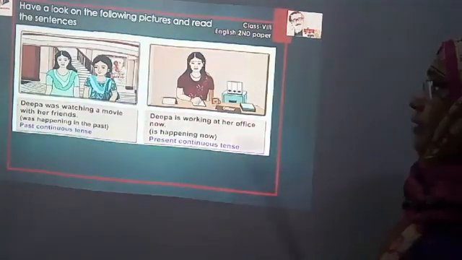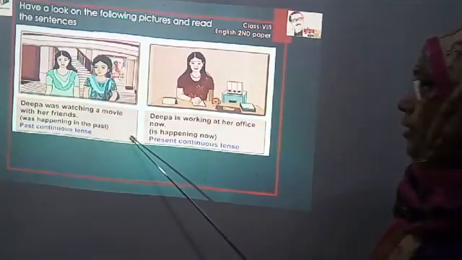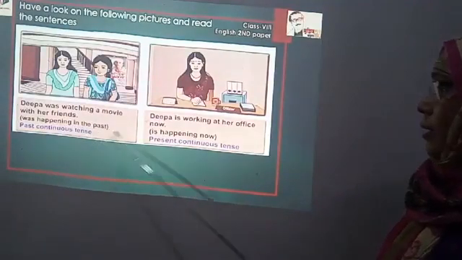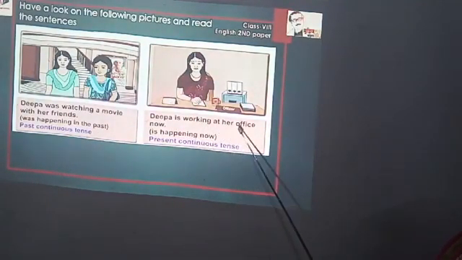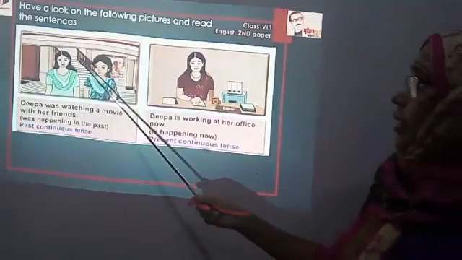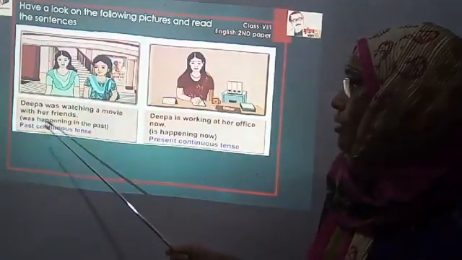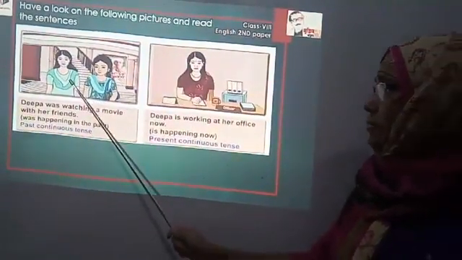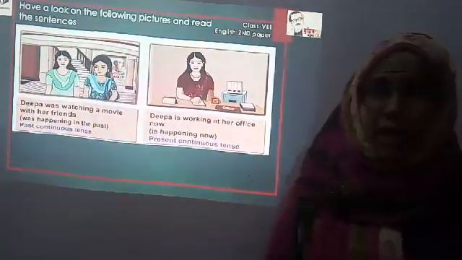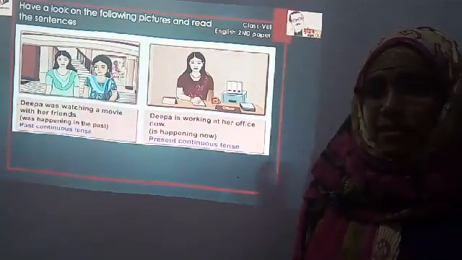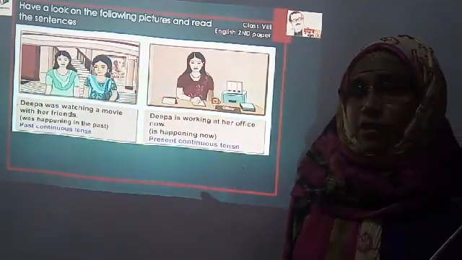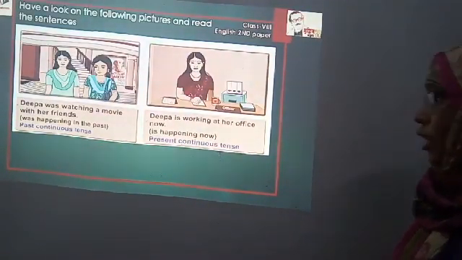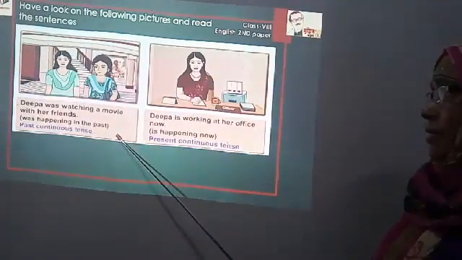Okay, students, you can see there are two pictures here. Deepa was watching a movie with her friends. Deepa is working at her office now. Here, I think it is clear to you: what happened in the past and what is happening now. This is past continuous. This is present continuous. I have already told you the difference is present situation and past situation. In the present situation, the action is going on, and in the past situation, the action was going on, was happening in the past.